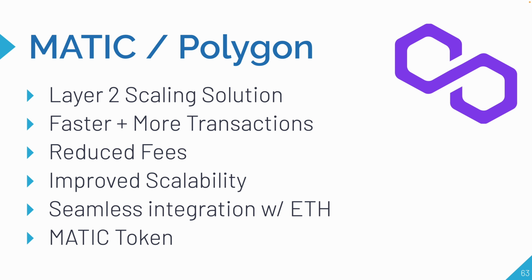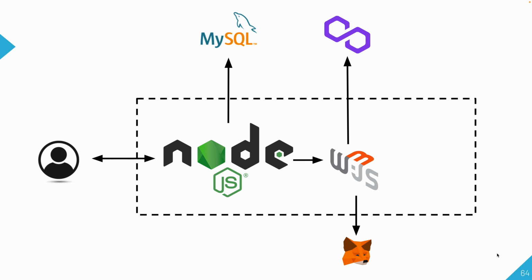Polygon is kind of like a special layer on top of Ethereum that makes everything work smoother and faster. It also has a seamless integration with Ethereum because it's built on top of it. And finally, it even has its own cryptocurrency, which is called MATIC, and that's the cryptocurrency that we're going to be exchanging in our web application today. So now let's check out the architecture of today's project.